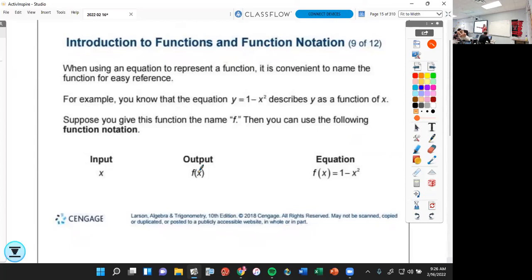Okay, do you have a question? No. Okay. So the input value is x. I put that into the equation. The output is going to be f of x, or the result of plugging x into the equation.